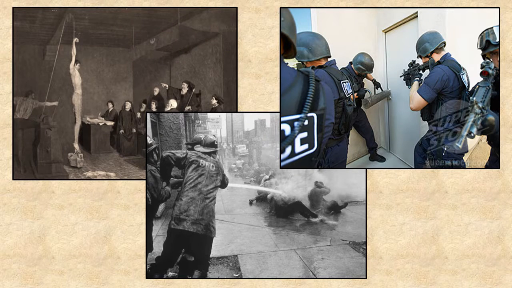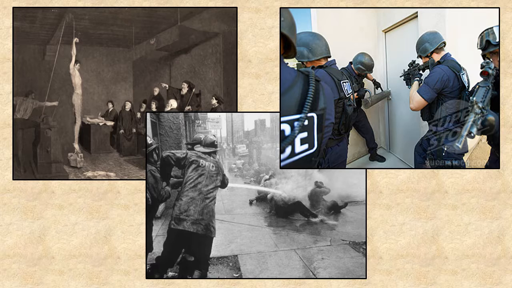The fourth thing that a constitution can do can be seen in this set of pictures. To the upper left, we have a person being tortured. In the bottom center, we have political protesters being hosed down with a fire hose to prevent them from engaging in their protests. In the upper right, we have police officers beginning to break down the door of a building to conduct a search.